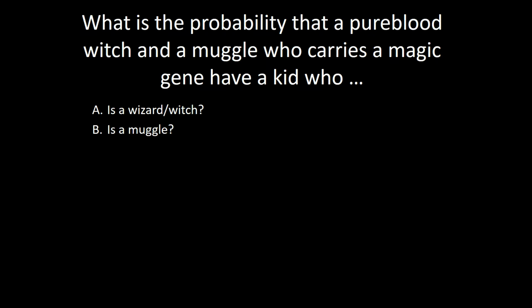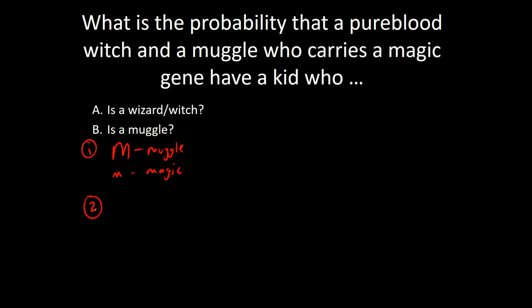So the question is, what is the probability that a pure blood witch and a muggle who carries a magic gene have a kid who is a witch or wizard or is a muggle? So we're going to do both of these problems. The first thing always is write the key. So this is thing number one. M is muggle, capital M, lowercase m is magic.